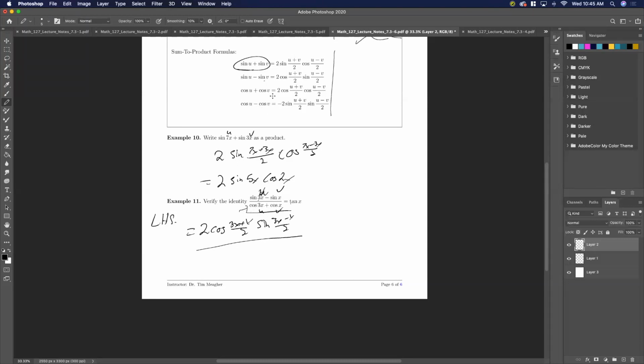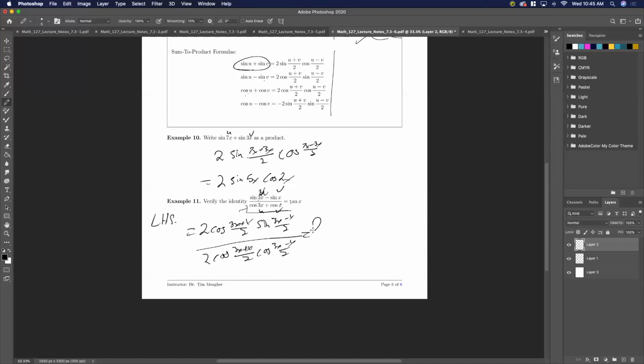And then for the bottom, let's do the same thing. Here we'll have 2 cosine of 3x plus x divided by 2, and then cosine again, cosine of 3x minus x divided by 2.